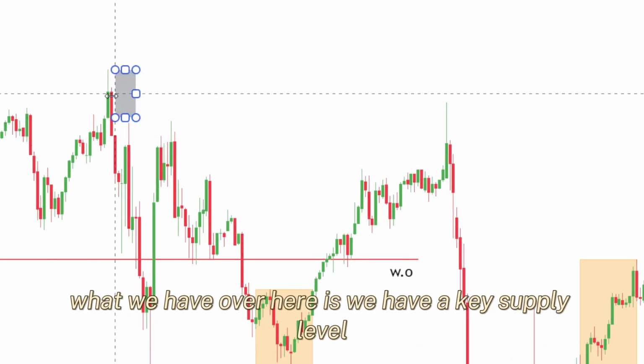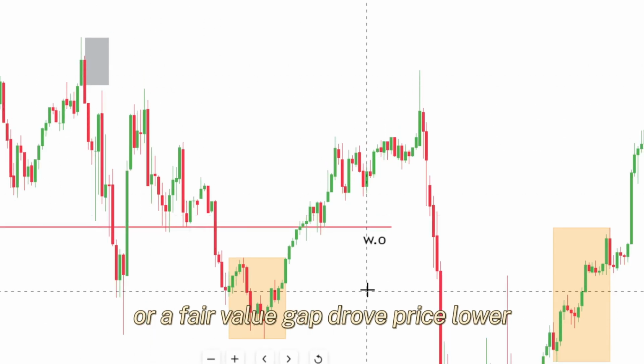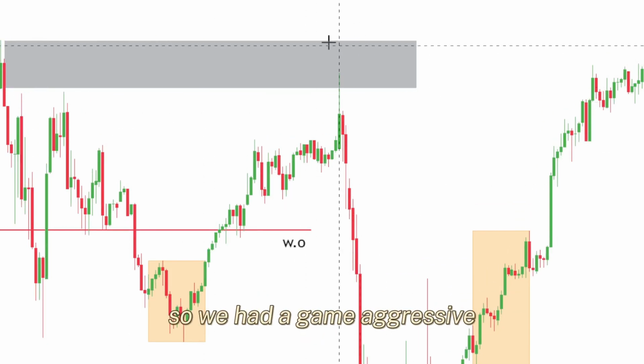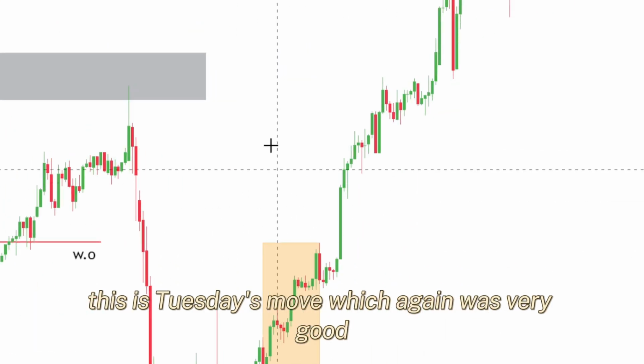To begin and start things off, what we have over here is a key supply level. This supply level left an inefficiency, or a fair value gap, and drove price lower, and we had a reaction over here the next day as well. So we had aggressive buyers step in and drive price all the way down. This was Tuesday's move, which was very good.